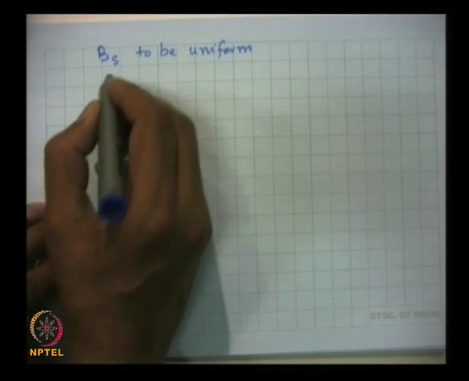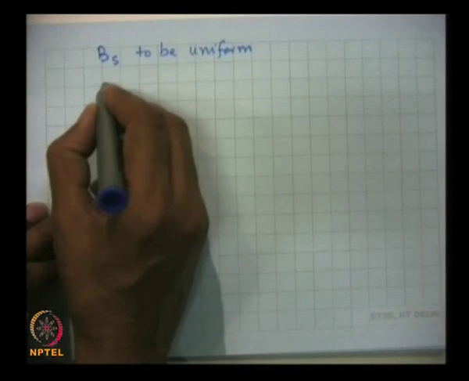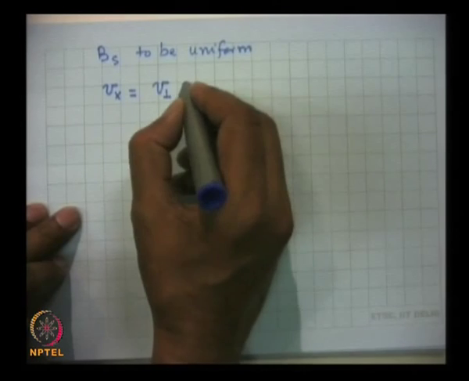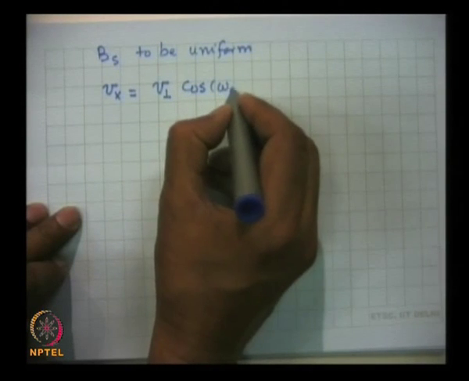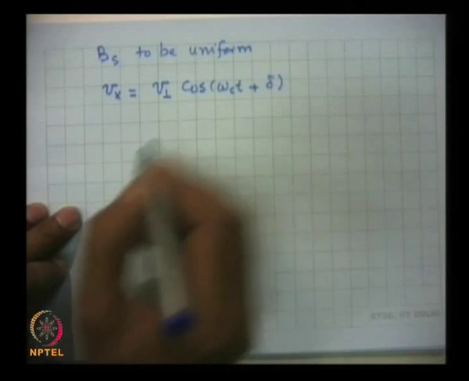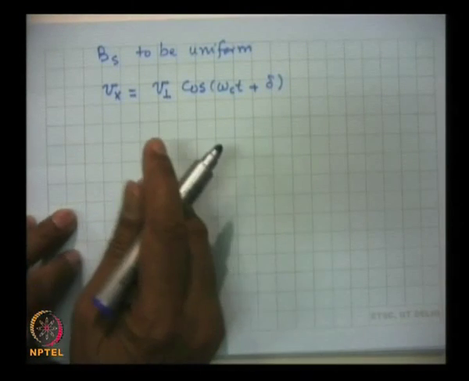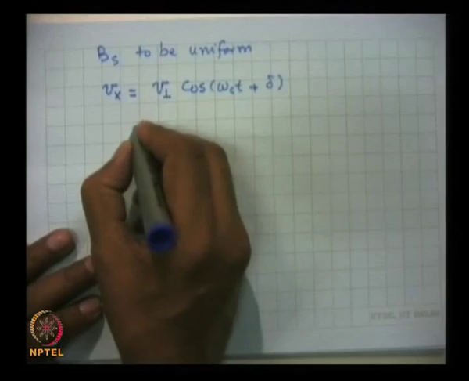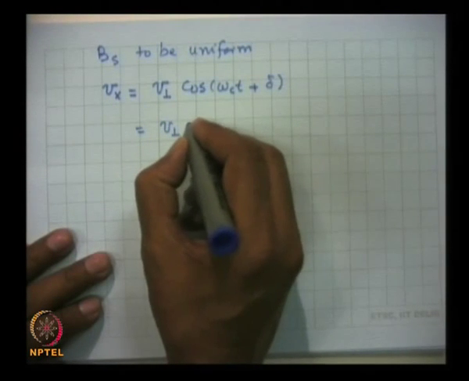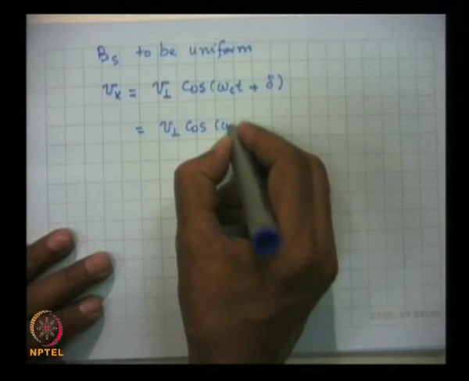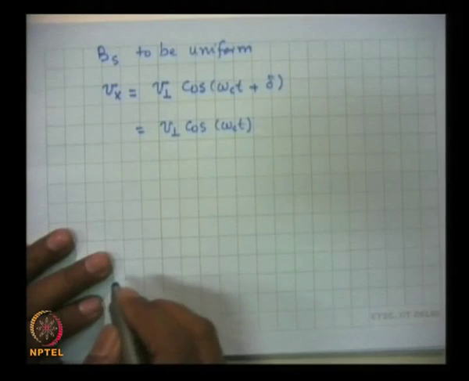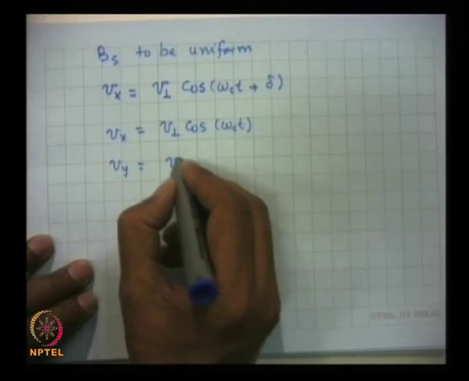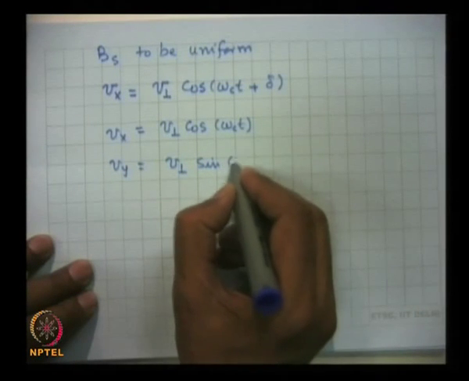in that case we know that Vx that we obtained earlier is equal to some perpendicular velocity of the electron into cos(omega ct plus delta). For the sake of simplicity and without any loss of generality, I will take delta to be 0 by choosing a proper origin of time. So I simply write this is equal to V perp cos omega ct. This is my Vx, and Vy is equal to V perp sine omega ct.